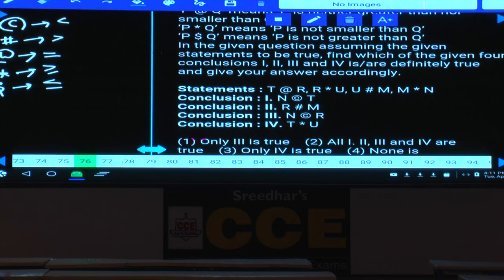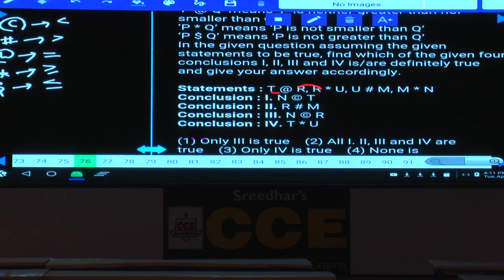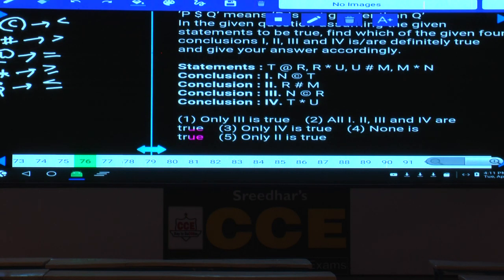Then question number 76. Tell me what the symbols here are. At the rate of means T equals R, isn't it? If you observe here, all the elements T to R, R to U, U to M, and M to N are in sequential order. Hence, directly write down the symbol expression.